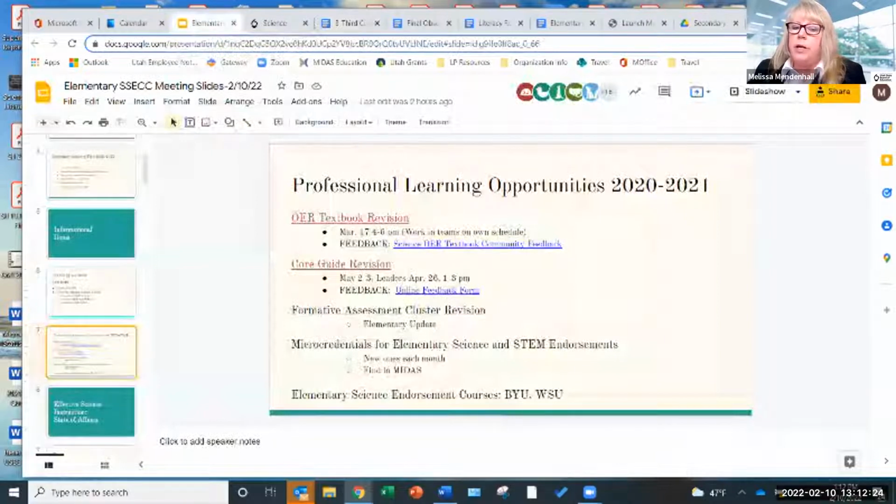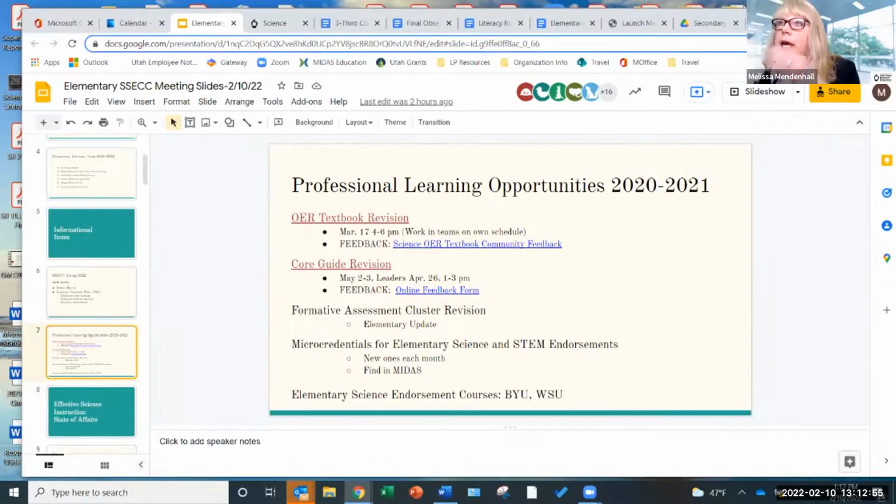Excellent job. MicroCredentials for the elementary science and STEM endorsements. There is a cohort going through working on those. They're doing one of each a month. It's a lot of work. They are amazing. As they go through the micro-credential and we get them fixed in Midas, they will open up and be available for your educators to work on through Midas. They're all online, free, except for a $20 application fee that goes to the reviewer. So watch for those to start coming out.